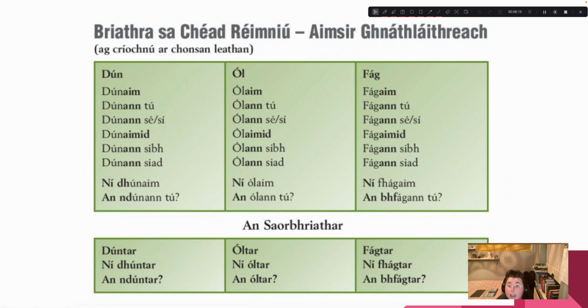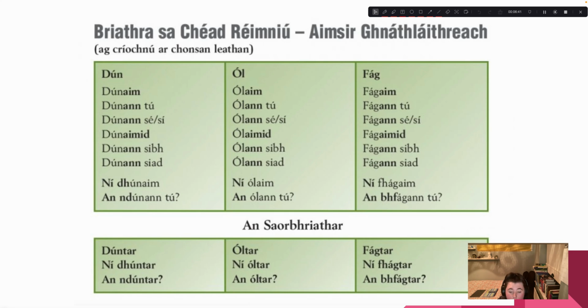And now, in the kind of bold writing then, what do we see? We see dúnaim, dúnann, sorry. And then we have the plural dúnaimid, and so on. Right? And then for the negative, we have ní dhúnaim, okay? The DH causes dún to go to dhún, okay? And then we have an plus urú, so an ndúnann tú, okay? They're the questions.